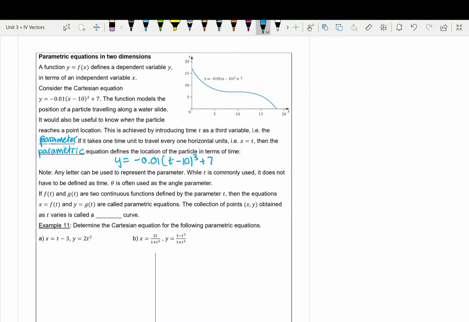Note, any letter can be used to represent the parameter. While t is commonly used, it does not have to be defined as time. Theta is often used as an angle parameter. So if we have f and g, which are two continuous functions defined by the parameter t, then the equations x equals f of t and y equals g of t are called parametric equations. The collection of points x and y obtained as t varies is called a plane curve.